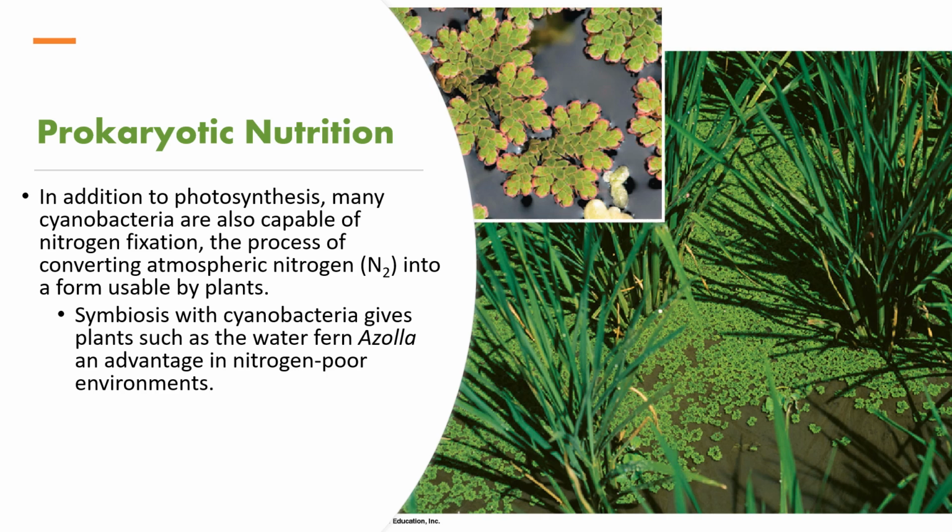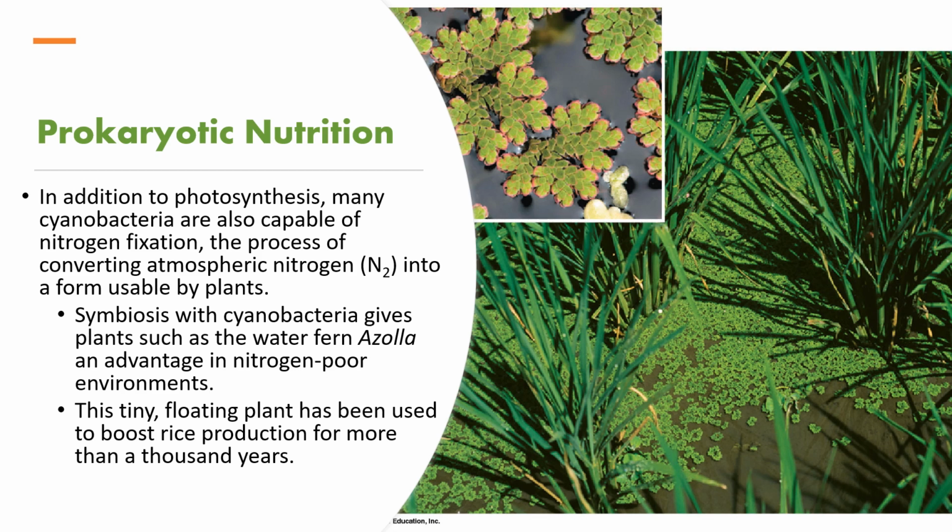We have a water fern, which is called Azolla, which are these little floating plants on this water. And the Azolla can actually live in areas with poor nitrogen because the cyanobacteria will allow them to have a nitrogen source. Now, one interesting thing about this plant is that for thousands of years, these tiny floating plants have been used to help boost rice yields. The way that they're doing this is that these little plants are able to get nitrogen, and then they're also able to support the rice plants as well.